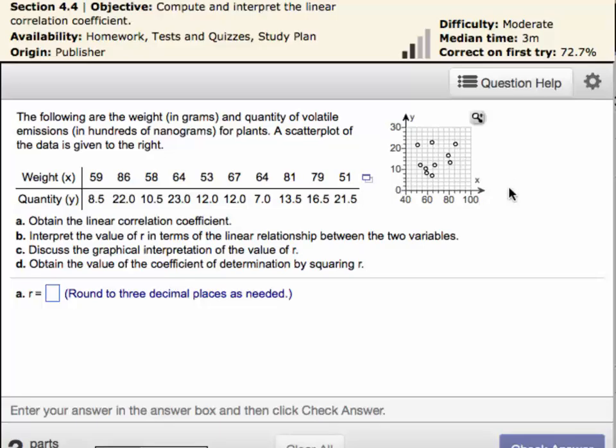So I see possibly an upward trend, but with high correlation or low correlation? Very low correlation, right? You can almost say that the best predictor of quantity would be just the mean. If there's an upward trend, it has a very low R value. So let's see how it goes. All right, so we're going to get the coefficient, interpret the value of R, and discuss the graphical interpretation, and then we don't need to do that. So here we go. We're going to go into StatCrunch and see about our prediction here.